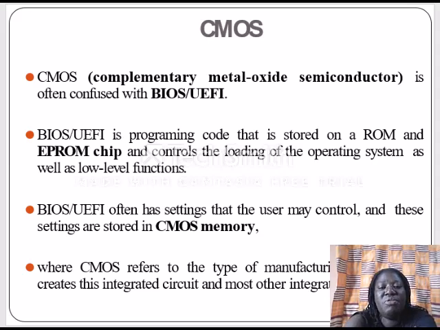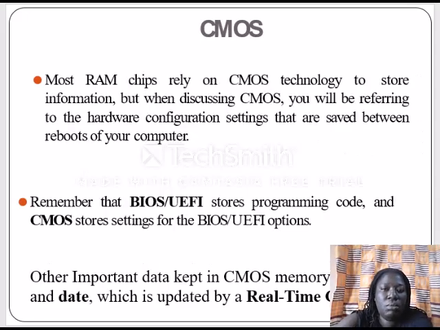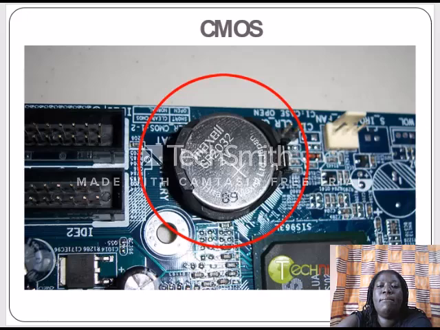While CMOS refers to the type of manufacturing process that creates the integrated circuit and most other circuits. So this is a pictorial of the CMOS, how it looks like. You see how it looks like.